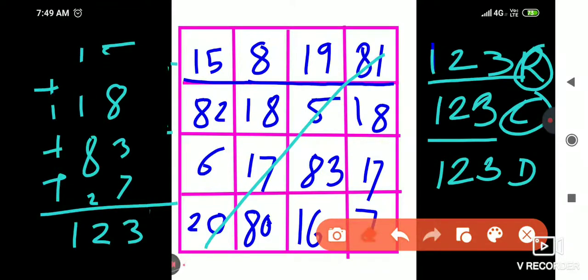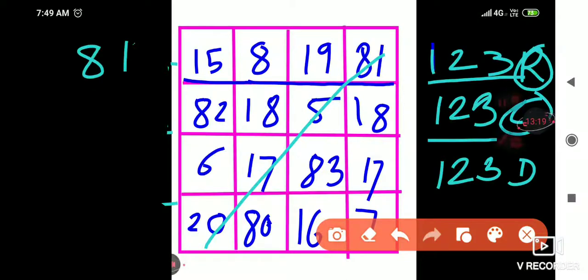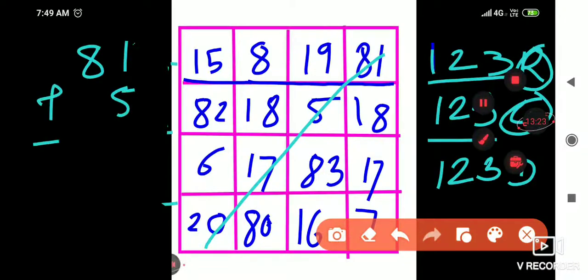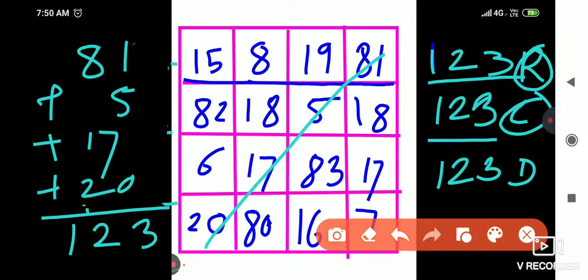Okay, so see here, first of all, which numbers I have to add here? This 81. First I will take 81. Then 5 plus 5 plus 17 and plus 20. Okay, 7 plus 5, 12, 12 plus 1, 13, 1 carry, 2 plus 1, 3, 4 and 8 plus 4 is equal to 123. So this diagonal's addition is equal to how much? 123.